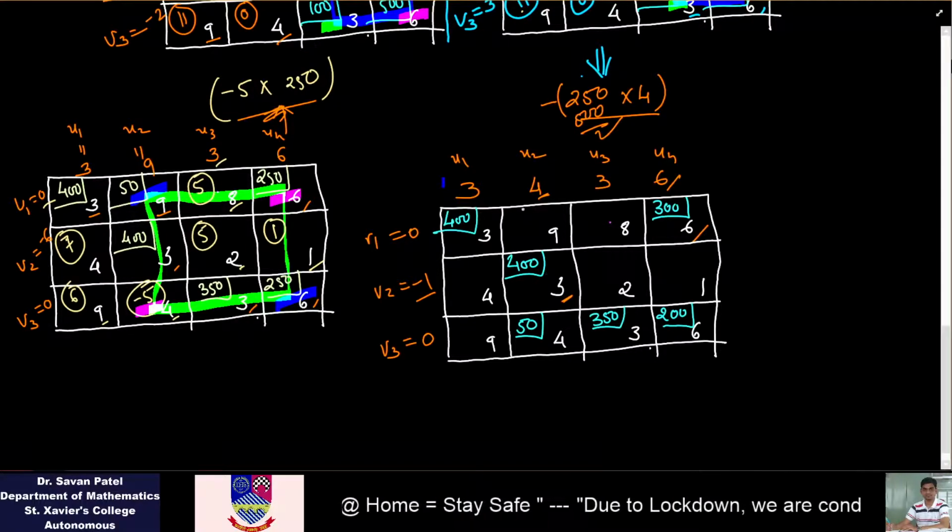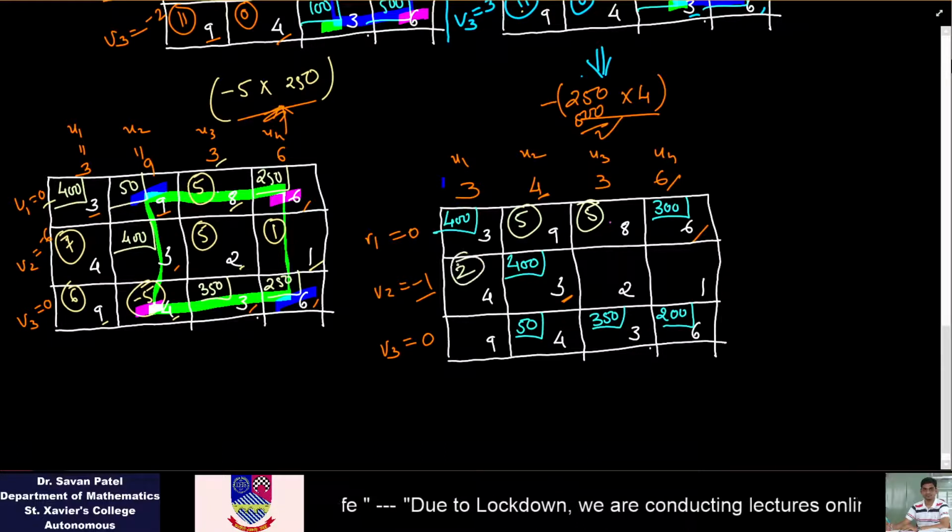So additional transportation cost is here 9 minus 0 plus 4, so 4, so 9 minus 4, it is 5. Here it is 8 minus 0 plus 3, so it is 3, so 8 minus 3, so again it is 5. Here it is 4 minus 1 plus 3, so it is 2, so 4 minus 2, so it is 2.